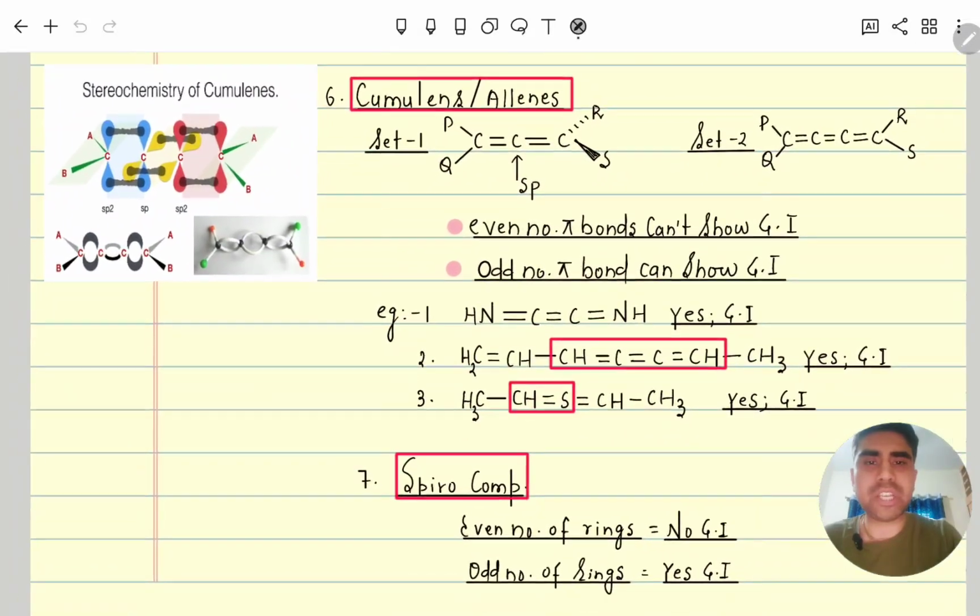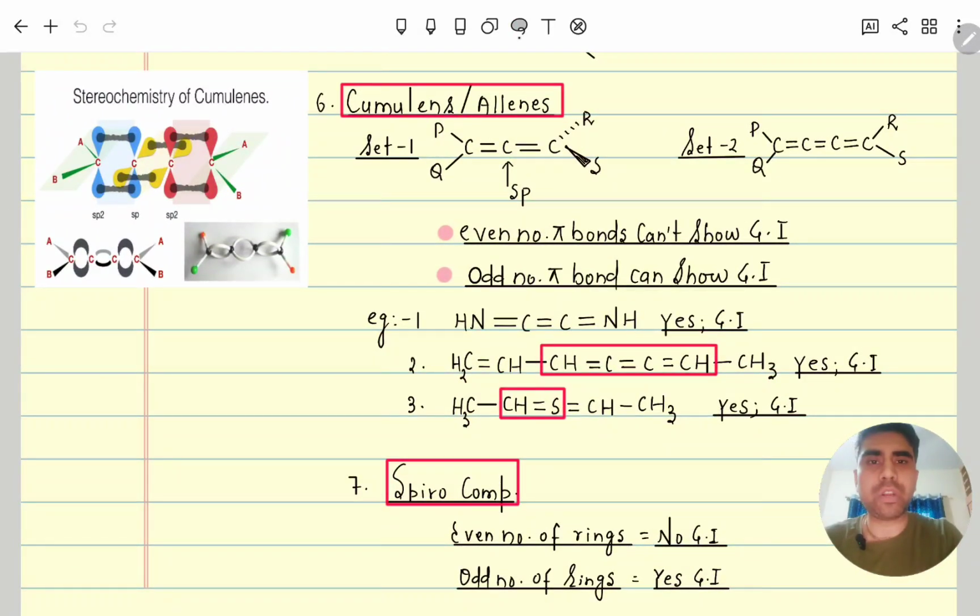Now coming to cumulene, or it is also called allene. So a system of consecutive double bonds is called a cumulene or allene system. If there is an even number of consecutive double bonds, it will not show GI. Why? Because yes, it is restricted rotation. Yes, P and Q are not the same, R and S are not the same, but they should be in plane, meaning P Q and R S must be in plane. So here we can see that this double bond which is formed, let's suppose here carbon Py and Py, p orbitals, forming a pi bond.